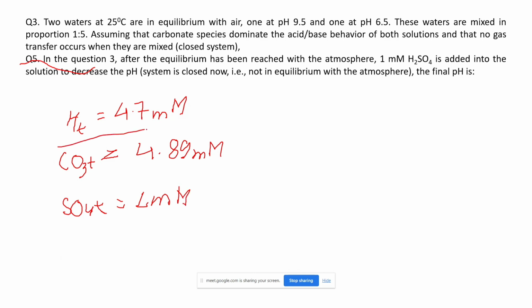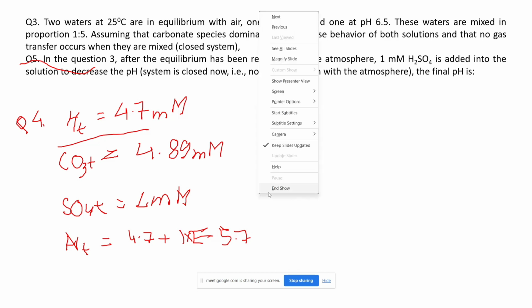And total H concentration will change. So let me write it down from question number 4. So total H will change. It will be 4.7 plus 1, that will be 5.7. Sorry, it will be 2, 1 into 2. Let me rub it.